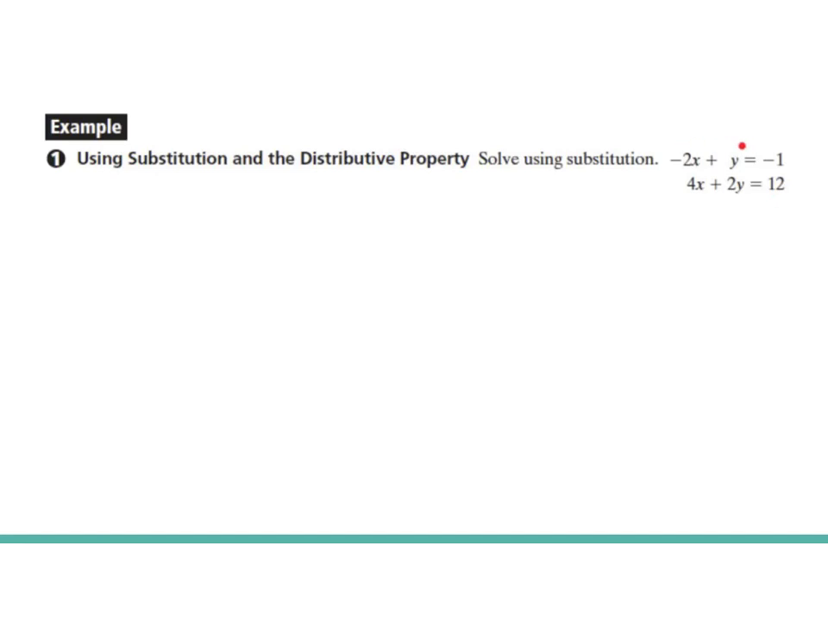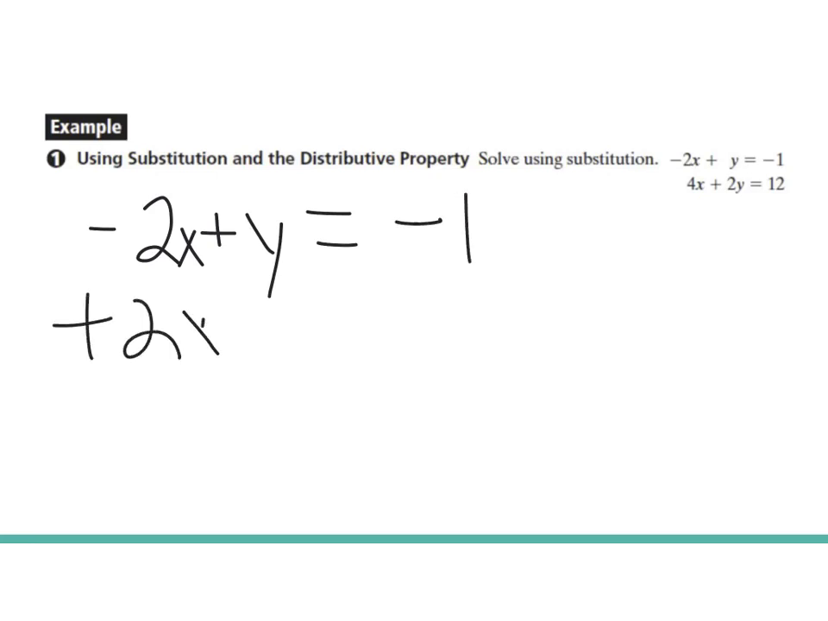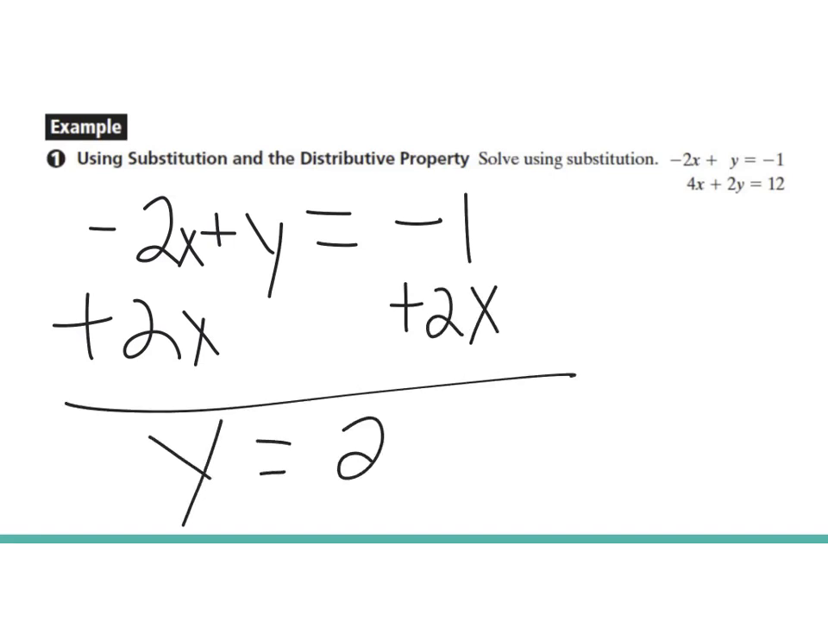In this problem, this top equation here is going to be the one I want to rearrange, and I'm going to rearrange that so it is in slope-intercept form, that y equals mx plus b form. So using my properties of equality, I'm going to add 2x to both sides. And so now that first equation becomes y equals 2x minus 1. Okay, notice that's in slope-intercept form. Now notice how I put that in parentheses. When I say y, you're going to say instead 2x minus 1.